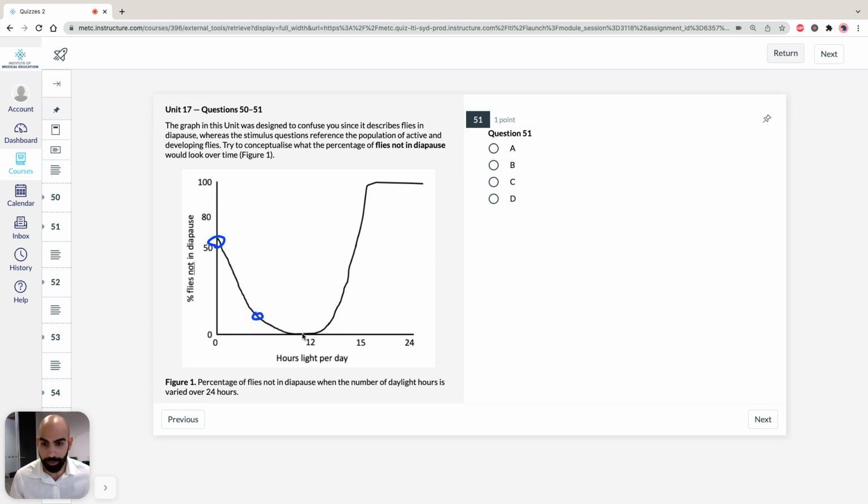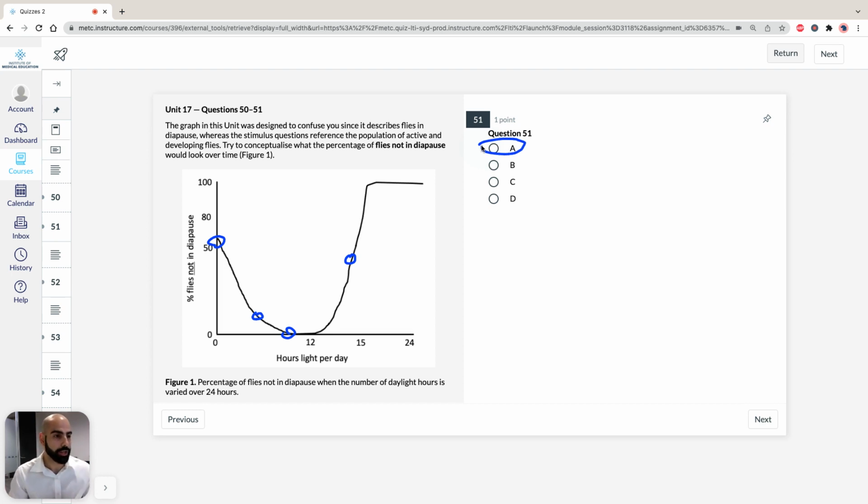For 10 hours, it's almost zero. And for 14 hours, let's say it's about just below. So if we take a look, clearly you can see the answer has to be 0 hours of light per day. So the answer for 51 is A. That's if you use my graph where I flipped it. But let's just use ACER's graph.